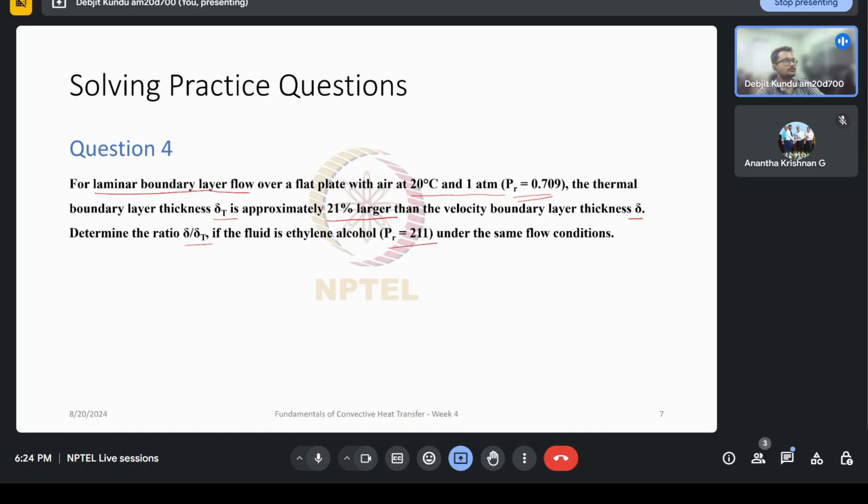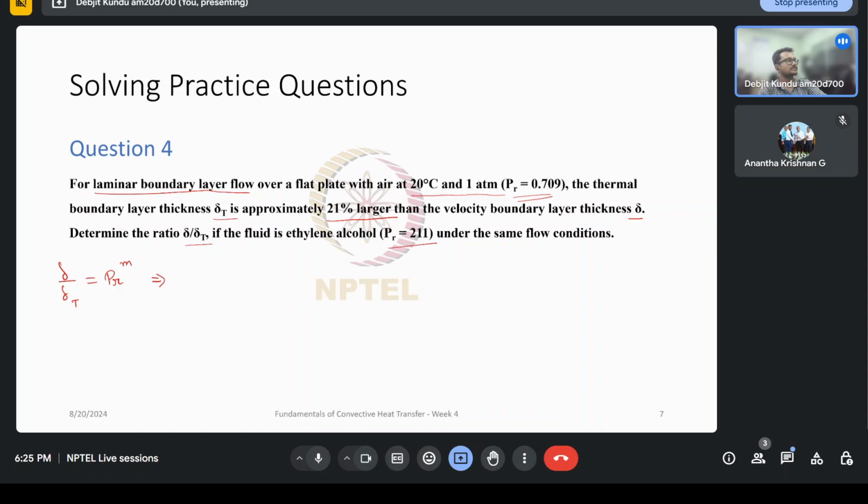So the way to do this is, first of all, we know that delta over delta T is equal to Prandtl number to the power m, where this value of m depends on the flow condition. So we have learned that m is equal to one third for laminar or half for turbulent and so on. So it really depends on the flow conditions, which are not explicitly given, but we have to find out.